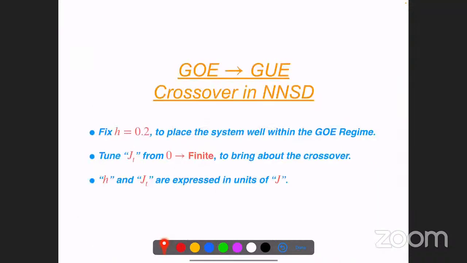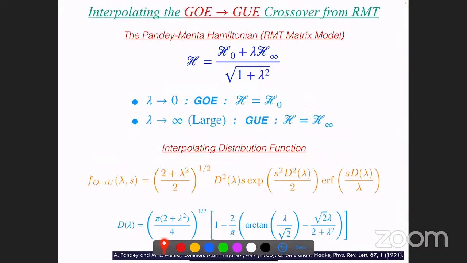Okay, so secondly, when we want to go from GOE to GUE, we keep H fixed at 0.2, to be well within the GOE regime already, and then vary JT from 0 to finite. And here again, you have an interpolating function from a similar treatment from the references given below, and you have a function that interpolates between the GOE and GUE Wigner surmises as a function of lambda. Again, lambda tending to 0 will give you the real symmetric matrices, and this will give you complex Hermitian matrices. And of course, the addition of these two things will again have real eigenvalues because they're Hermitian. So nothing changes that way.